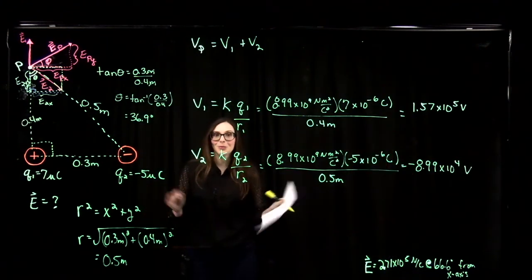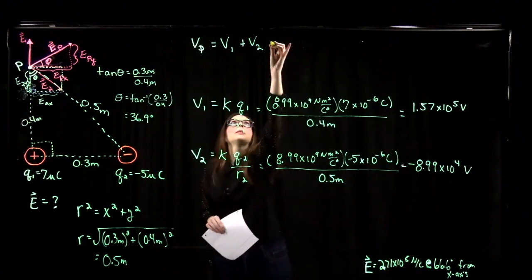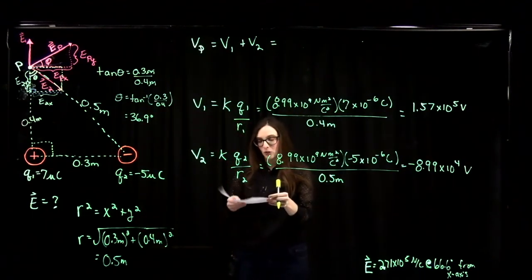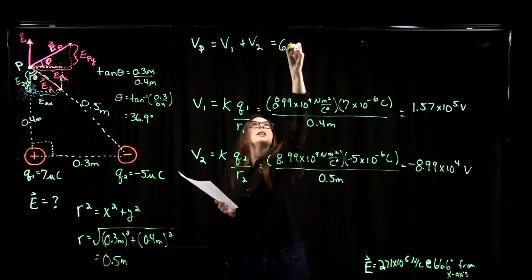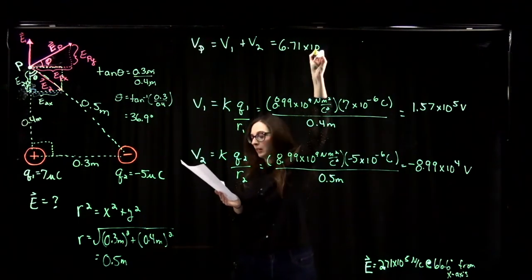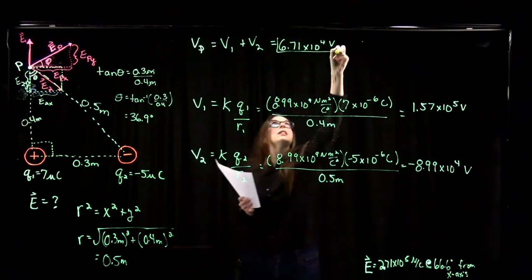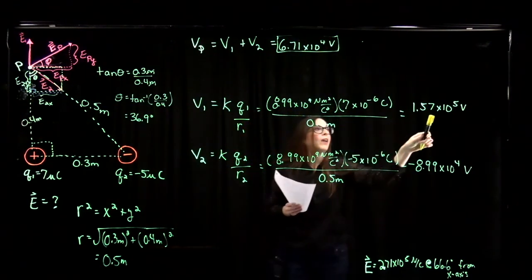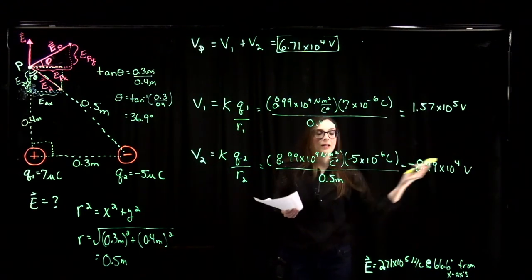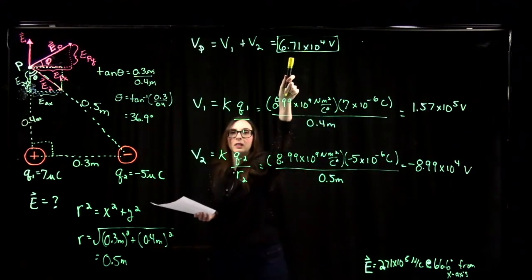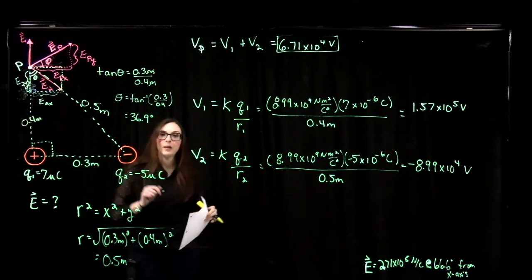Now we just straightforwardly add them together. V1 plus V2 will give us an electric potential of, there it is, 6.71 times 10 to the 4 volts. So I had to take 1.57 times 10 to the 5 volts plus minus 8.99 times 10 to the 4 volts. And that gives me this quantity here for the electric potential at point P.